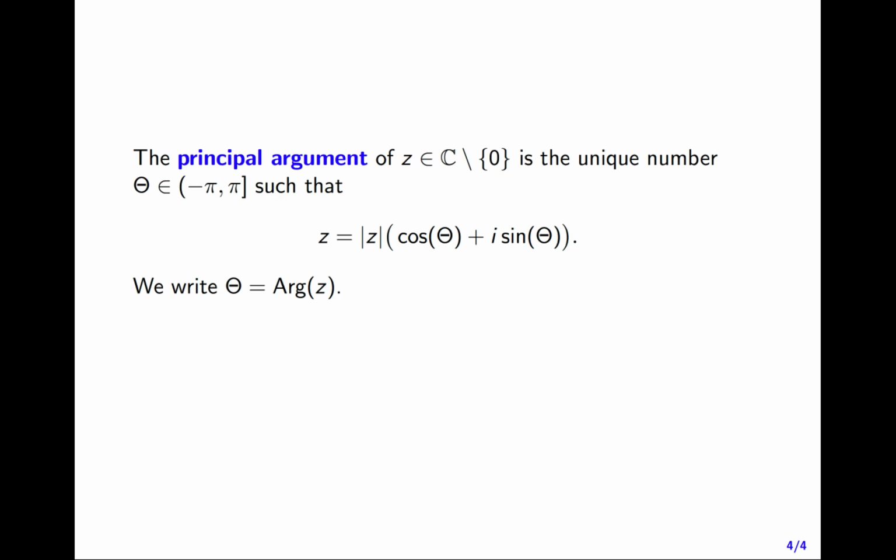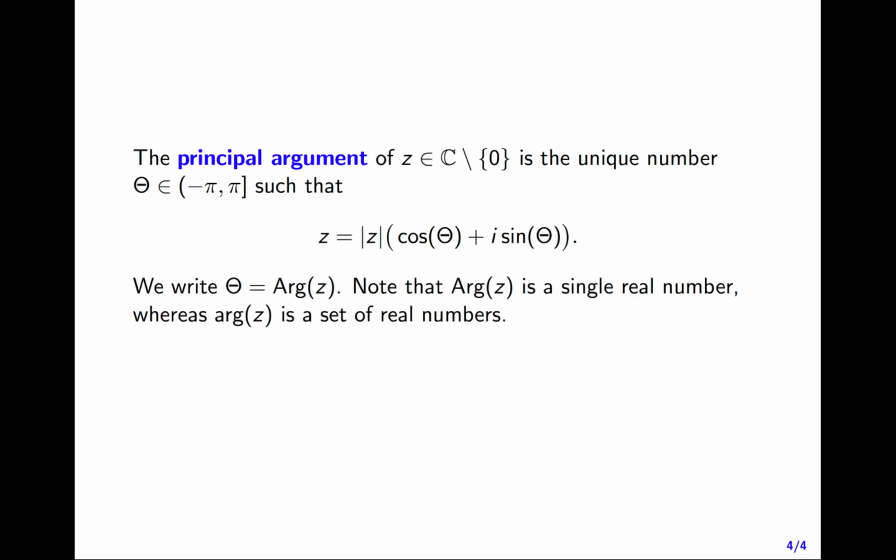One caution, different books, different papers sometimes take the principal argument to be in slightly different intervals, maybe closed at minus pi, open at positive pi. It doesn't exactly matter as long as you are consistent, and this is the decision we're going to use for principal argument in our remaining weeks together. And importantly, capital arg of z is a single real number, whereas lowercase arg of z is a set of real numbers. And we will come back to this tension between single real numbers and sets of real numbers again and again in our calculations.